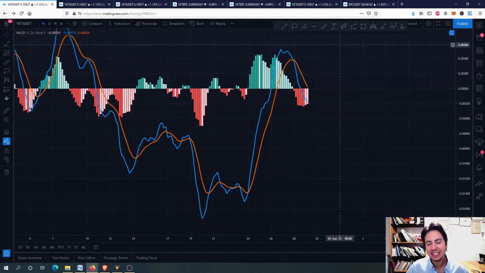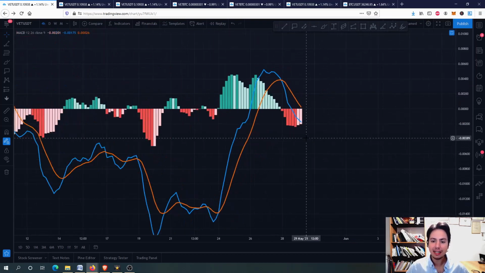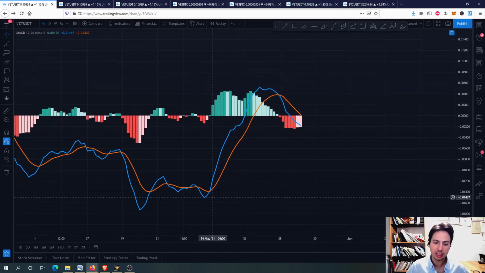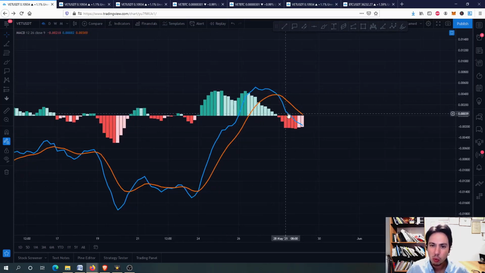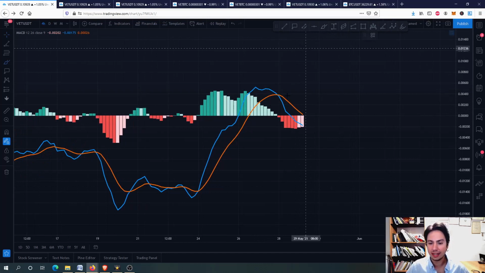Let's see now a bit the MACD. The situation here with most of the altcoins is that we had a bullish cross, now we have a bearish cross. Do we have to worry about this bearish cross? No, guys, we don't have to worry as long as it doesn't go like this.